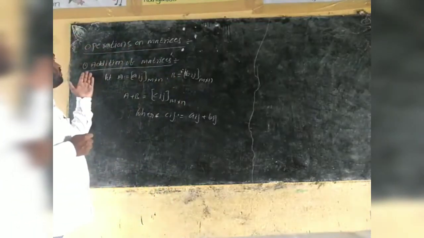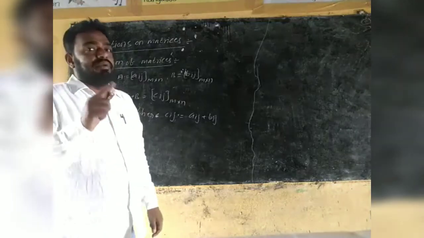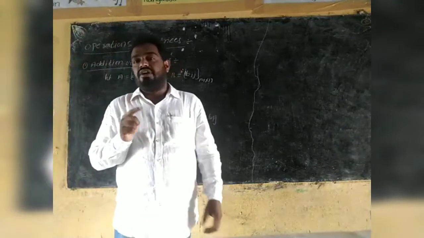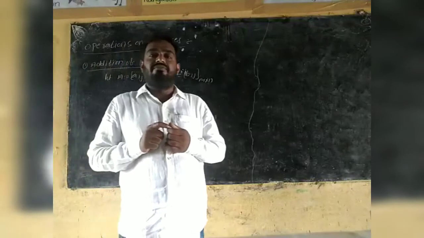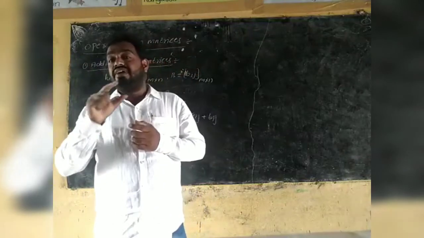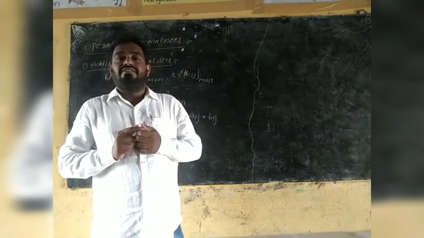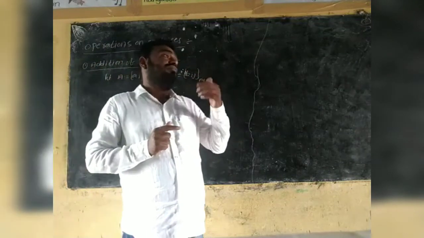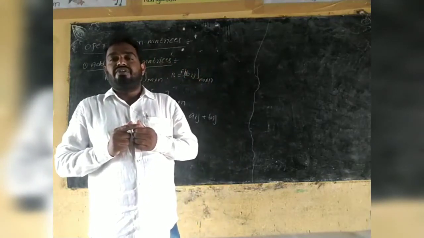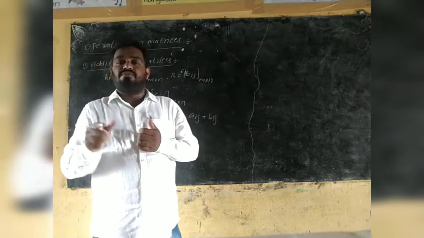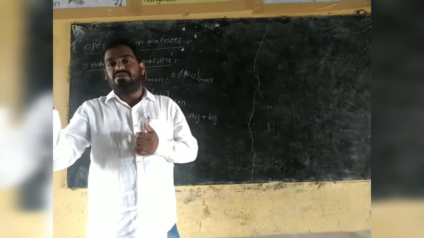First one, what is the addition of the matrices? See, A and B are any two matrices. The addition of the matrices exists if they have the same order. If A and B have the same order, then the sum of the matrices exists. The sum of the two matrices A and B is denoted as A plus B.